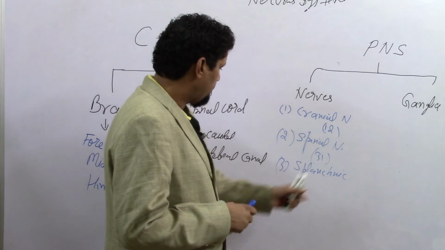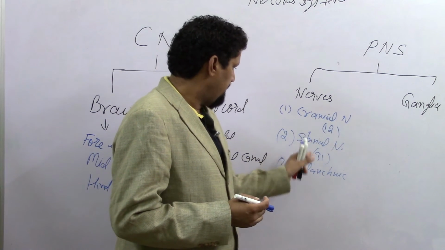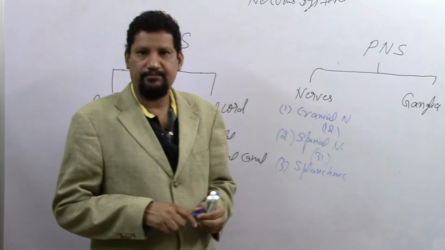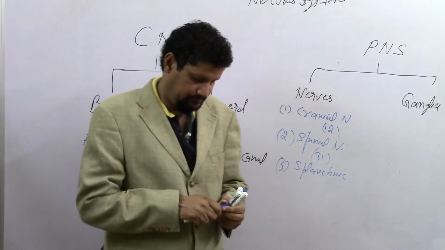Splanchnic nerves are coming from the spinal nerves, and these are supplying the urogenital system or gastrointestinal system.